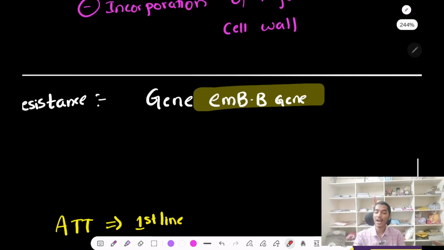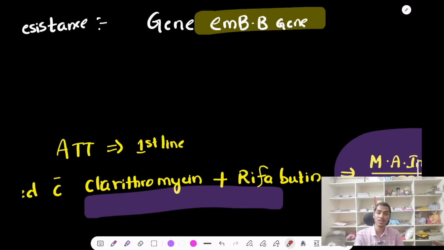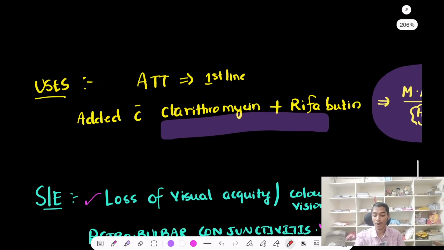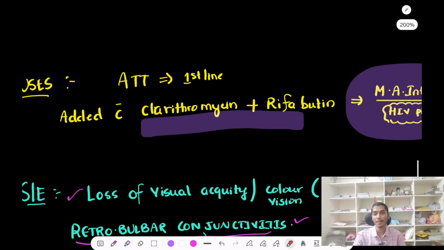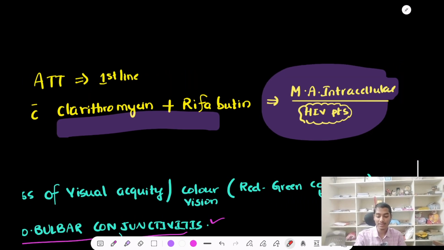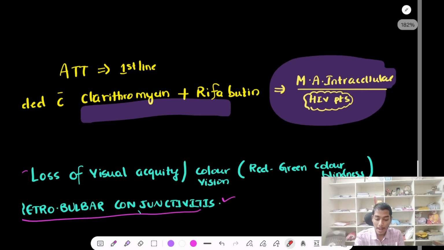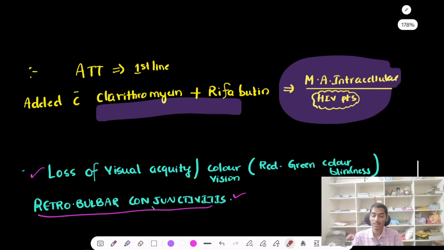The mechanism of resistance is embB gene mutation. And the use of this is as first line therapy in ATT, added with clarithromycin and rifabutin for Mycobacterium avium intracellulare, that is MAC complex infection, which is an opportunistic infection in HIV patients. So what is the treatment of MAC complex infection in an HIV patient? You will add ethambutol along with clarithromycin and rifabutin.